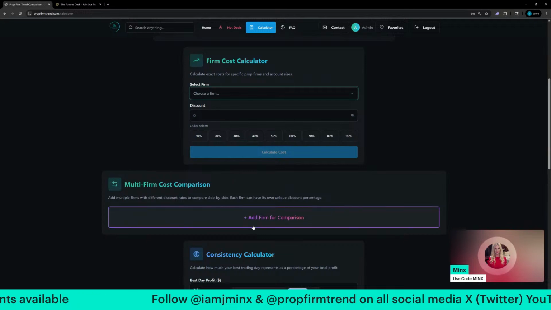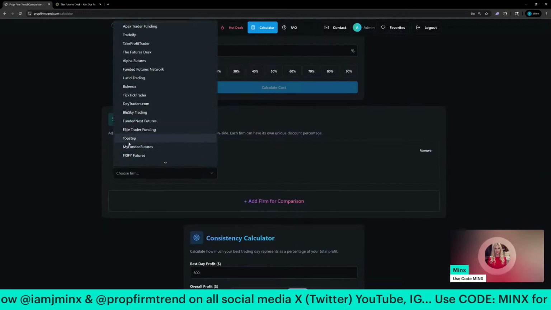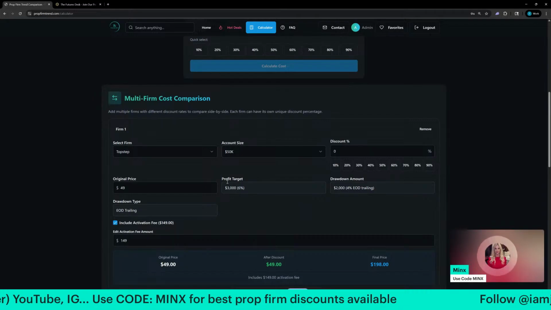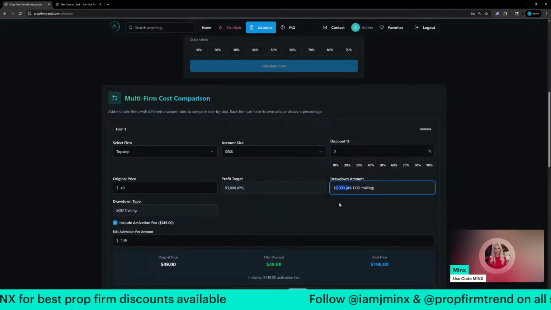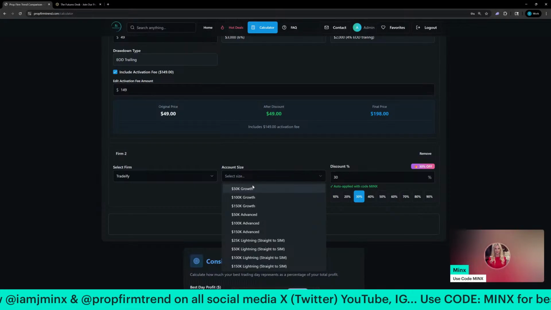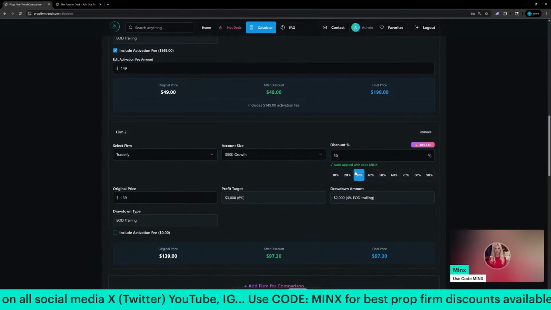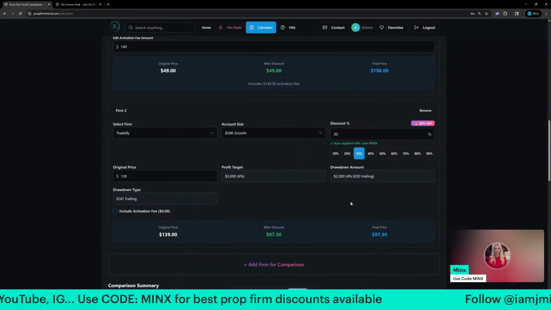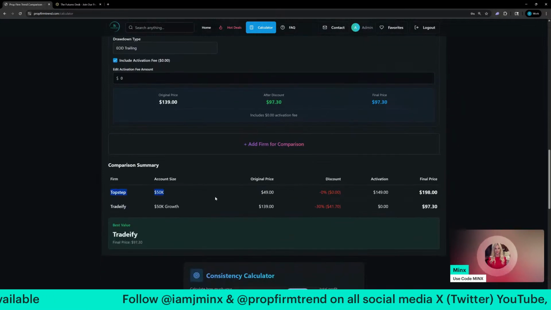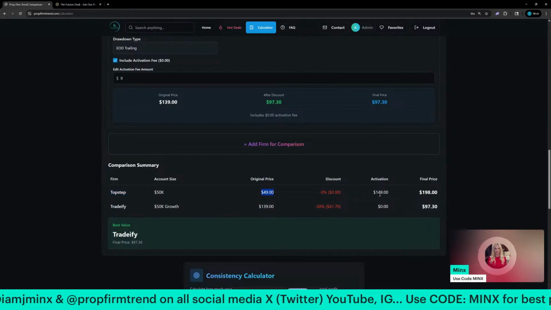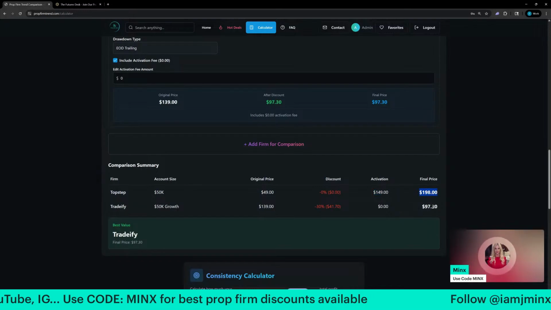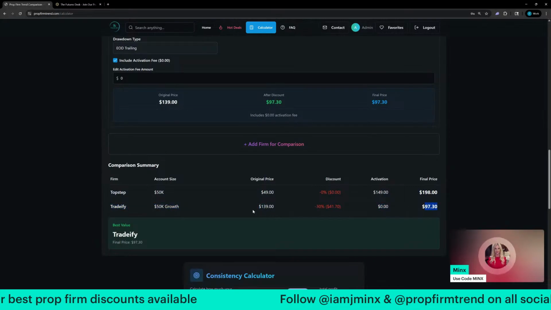Another thing you can do in this calculator is go to each firm, and let's say you want to use Top Step, 50K. So profit target is 3,000, drawdown is 2,000, end of day trailing. Okay, let's add Tradeify, 50K. It's auto applied for the discount here. Include the activation fee. So notice how Top Step, the original price is $49. Once you pass, there's $150 or $149 activation fee. Your final price for a 50K account is $198. Whereas with Tradeify, it would be $97.